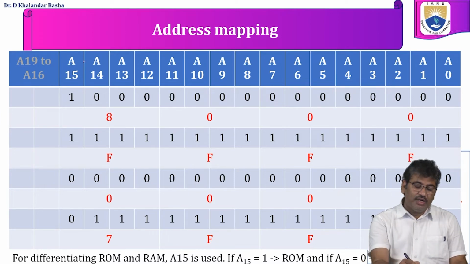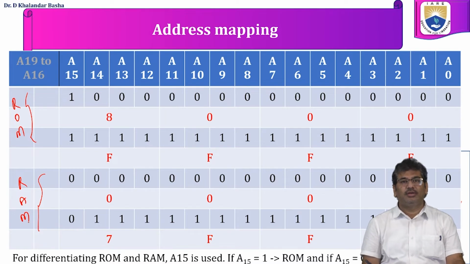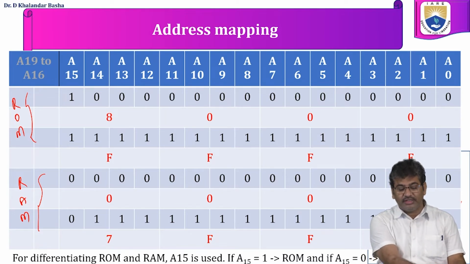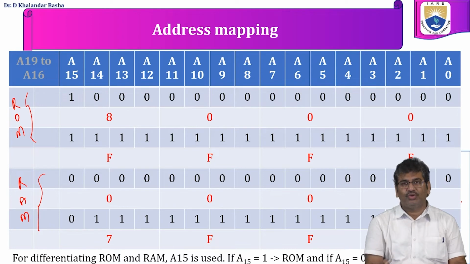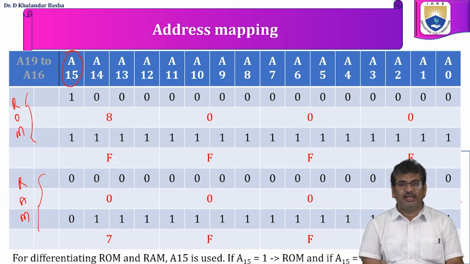So whenever I provide A15 as 1, this address we will assign for ROM. Whenever A15 is equivalent to 0, this address is assigned for the RAM block. From A0 to A14, it is a common configuration for both ROM and RAM. For differentiating whether it is ROM or RAM, we need an additional bit. That additional bit we are selecting as A15. Whenever A15 is 1, it corresponds to a ROM location. When A15 is equivalent to 0, it is for RAM selection.